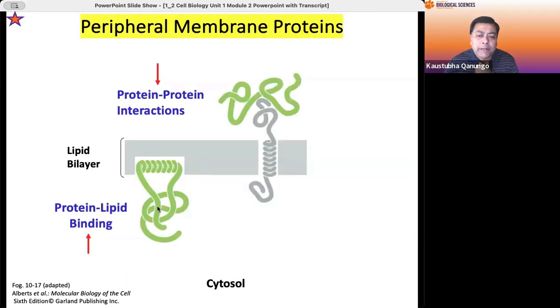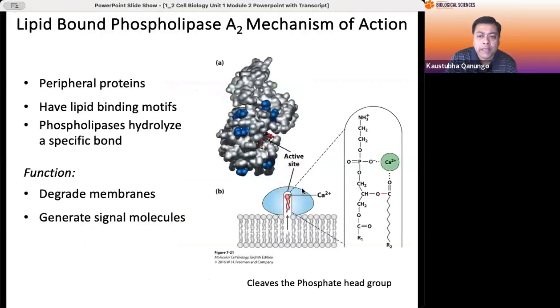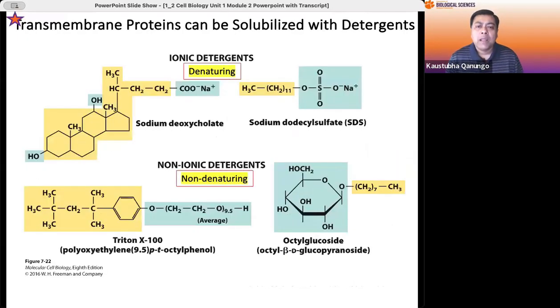So these are peripheral proteins. Remember that the peripheral proteins can interact directly with the membrane or with another integral membrane protein that we are seeing. Protein-lipid binding, protein-protein interaction, both can happen. Phospholipase A2, I do not think that it's needed much more, just a descriptive part. It degrades the membranes. These also generate signaling molecules. We have seen that. It can cleave like a phospholipase C. There is another protein which cleaves the phosphatidylinositol. So this is just descriptive. Don't worry about it. After that, we are coming into the detergents.